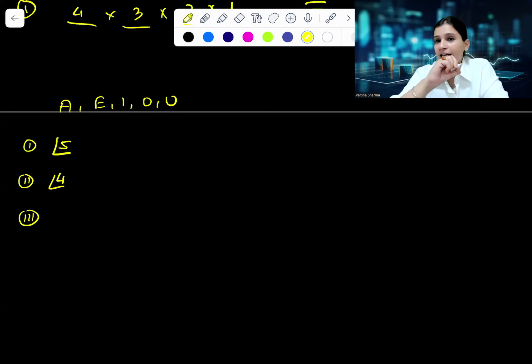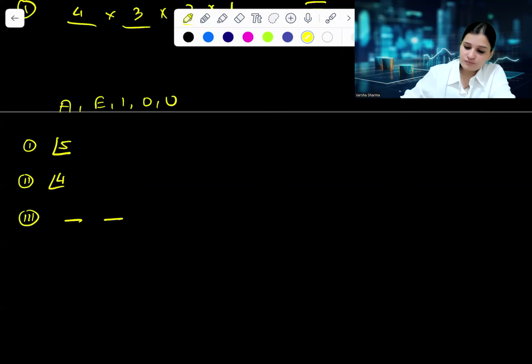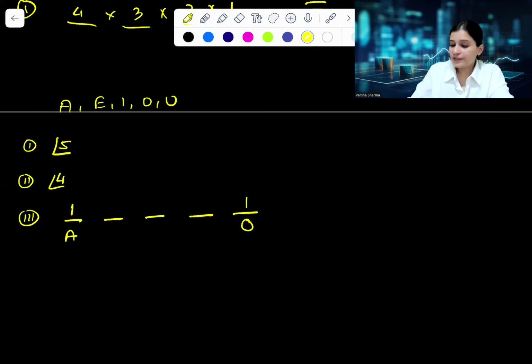Starts with A, ends with O. If it starts with A, there is only one place to fill this. If it ends with O, there is only one way to fill this. Three letters and three positions left. Is there a selection involved? No. There's only arrangement involved. So 3 factorial.